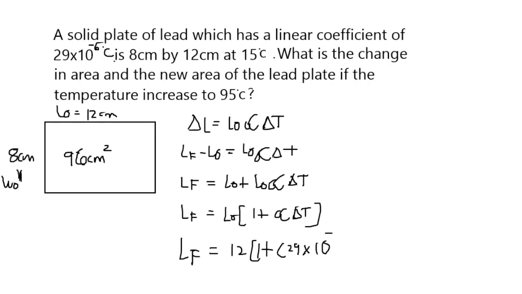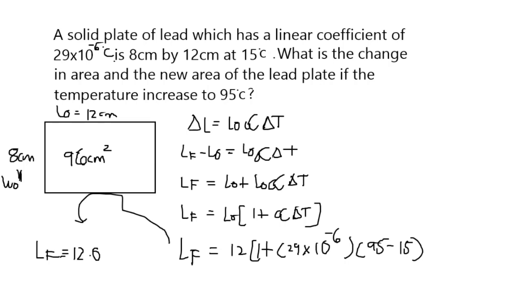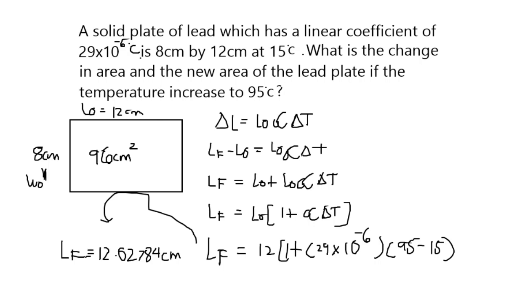12 times the quantity of 1 plus the quantity of 29 times 10 raised to the negative 6 times the change in temperature, which is 95 minus 15. And put this in a calculator and we will have the answer. So the answer I got is 12.02784 centimeter. So that's the final length.